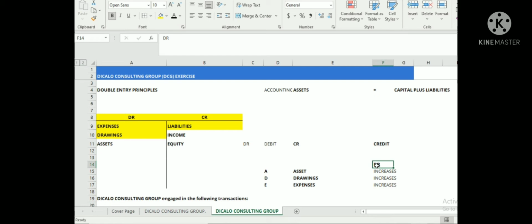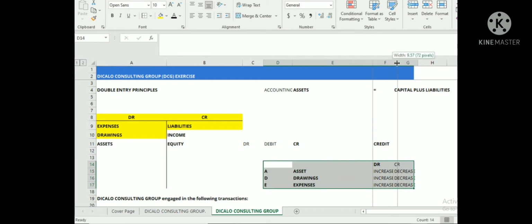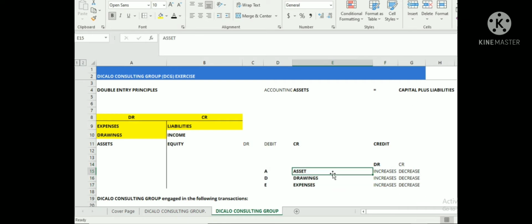Now, I have explained that the double entry principles require that if the value of an asset account, drawings account, or an expense account is increasing, then what should we do? We should debit it. So double entry principles require that all increases in assets, drawings and expenses should be debited in their respective individual ledger accounts. Now, if we are witnessing a decrease in asset, drawings, or expenses, the same double entry principles require that if we have a decrease in asset, we should credit.